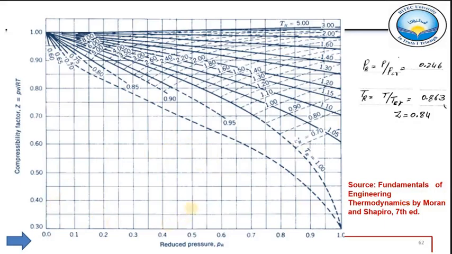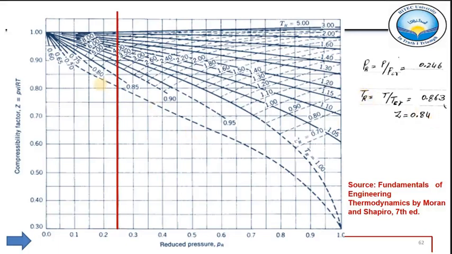Now, the PR we have calculated is 0.246, and because PR is the x-axis, PR lines are vertical lines. So now we have to trace the vertical line of 0.246. This is 0.2, this is 0.25, this is 0.3, so 0.246 will be somewhere here. So draw a vertical line at 0.246. This is the vertical line.